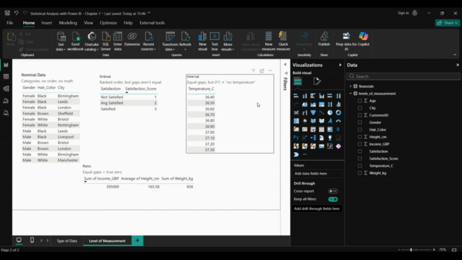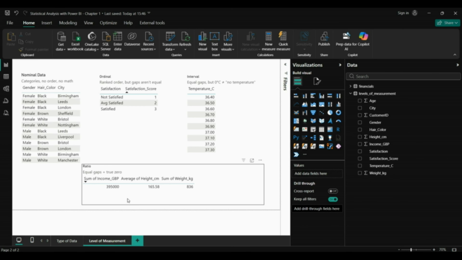Now we have the interval record. What is that? Temperature. Equal gaps, but that doesn't mean that 0 degrees centigrade is no temperature. This is our interval data. Here we have ratio, that is equal gaps and a true zero. For example, the summation of income, average height, or average weight, whatever it is. This type of information is our ratio.